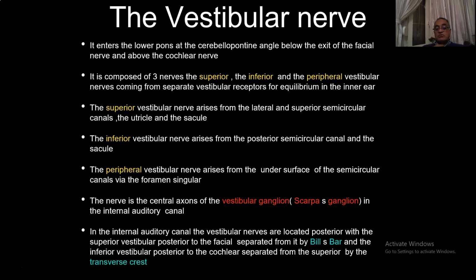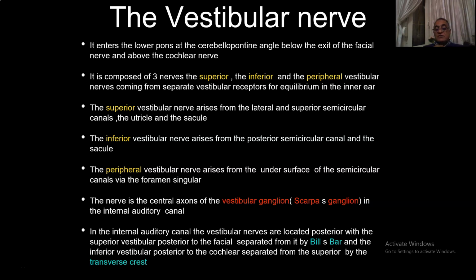Vestibular nerve is composed of three nerves actually. Two are very famous, which are the superior and inferior vestibular nerves, and one is less important, which is the peripheral vestibular nerve, coming from separate vestibular receptors for equilibrium in the inner ear. So these nerves arise from the vestibular receptors in the inner ear, as we will see.